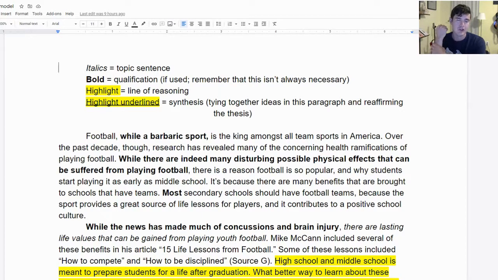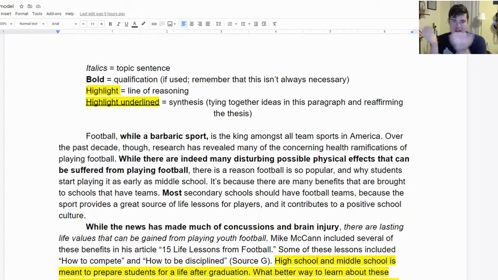So with that said, this is all answering that prompt about football in middle school and high school. So my intro paragraph: football, while a barbaric sport, is the king amongst all team sports in America. That's my hook. I didn't try to quote Vince Lombardi. I didn't try to do anything too fancy. Didn't start with an onomatopoeia, like boom, smash, the sound of skulls being hit by each other on the football field is terrifying, right? You just get going. And I don't quote one of my sources as the hook because that's lame, like I said.